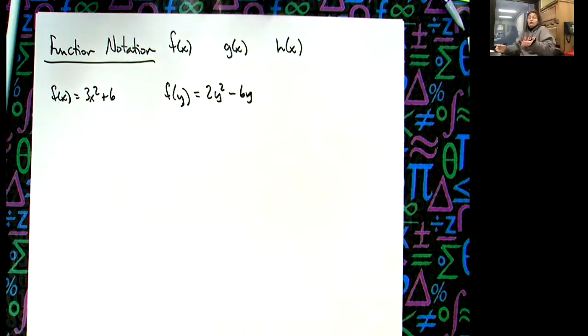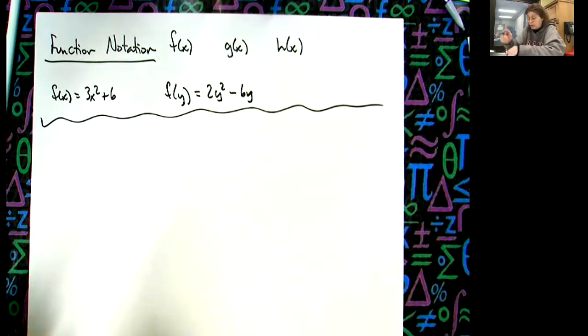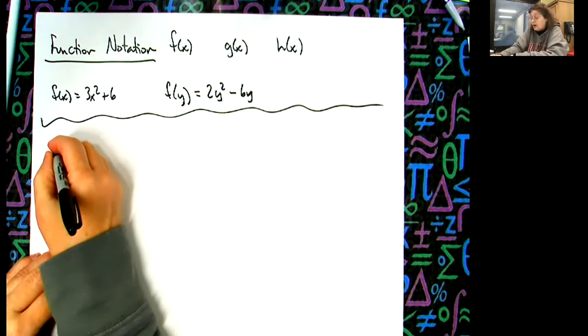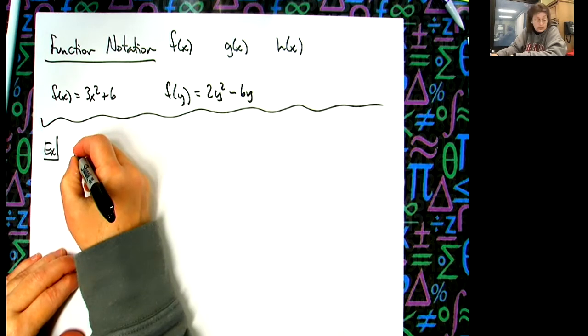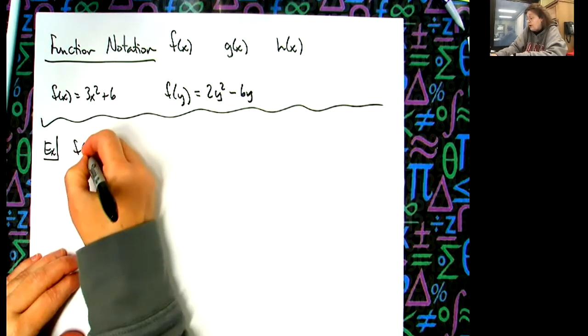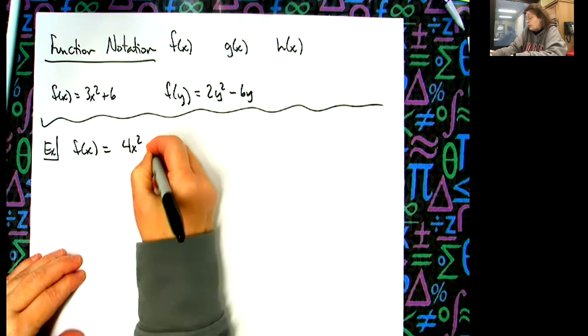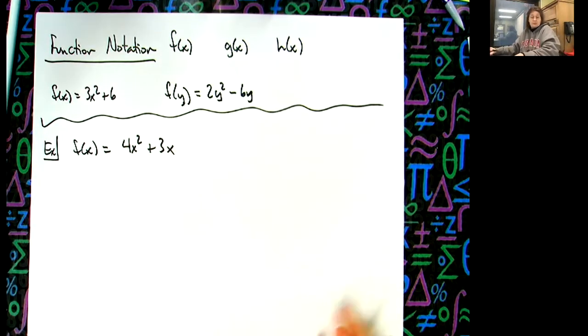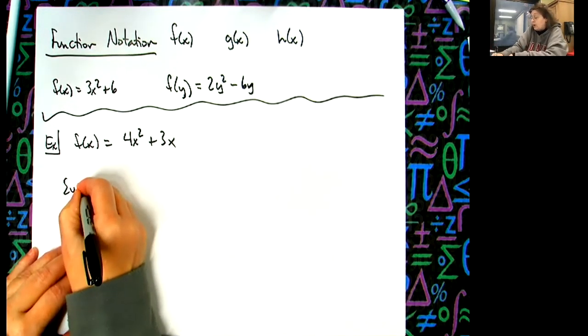You should be able to add, subtract, multiply, and divide function notations. You should be able to plug in and evaluate with function notation. So we'll do one quick example here. Let's make something up. Let's say f of x is equal to 4x squared plus 3x. Let's say that's my f of x. And then let's say the question says evaluate.